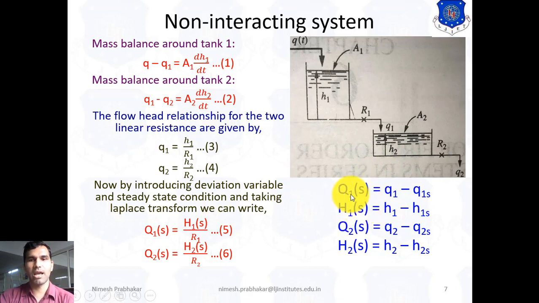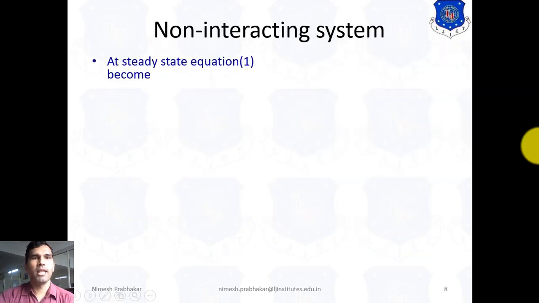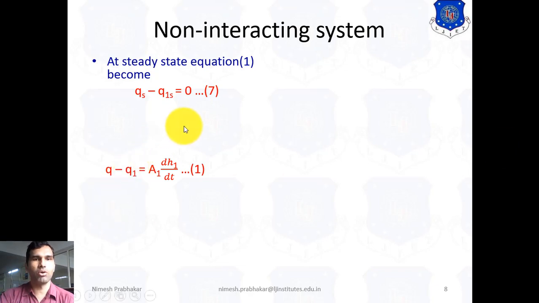So same as we write about the H1s, Q2s and H2s, we get equations 5 and 6. Now at steady state, equation 1 becomes Qs minus Q1s equals 0, because we know that at the steady state there is no accumulation, that means there is no change in the liquid height.